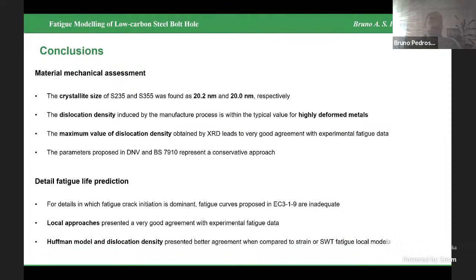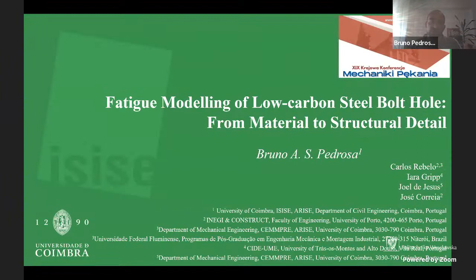So in conclusion, the material mechanical assessment was essential to determine the crystallite size and the dislocation density for these two materials. It was possible to determine that the maximum value of dislocation density led to the best agreement with the fatigue results, and the prediction of fatigue life based on local approaches led to the best agreement with the experimental results. So thank you for your attention.